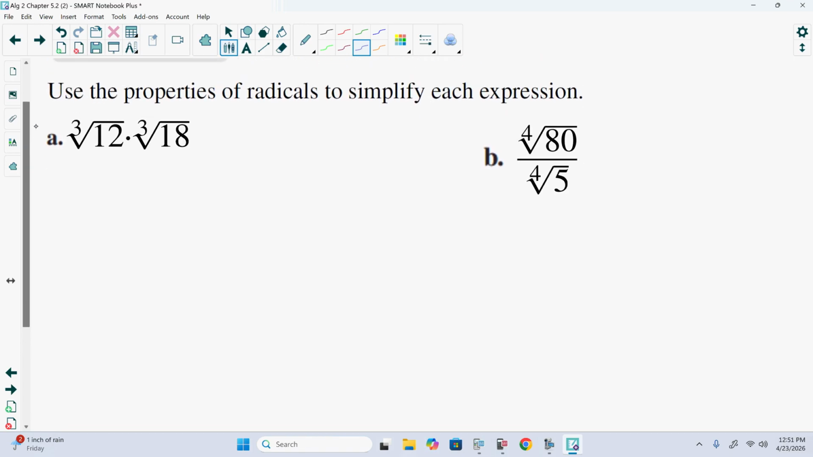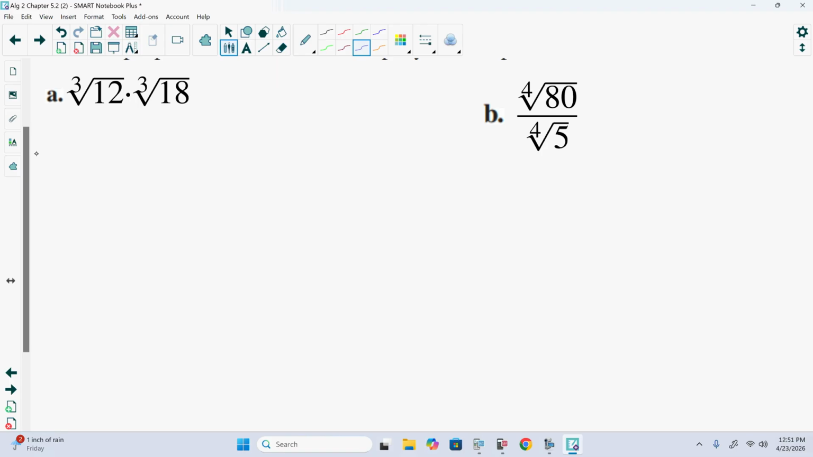So we want to use the properties of radicals to simplify each expression. Cubed root of 12 times cubed root of 18. We want to simplify this as far as possible. Now, one of the first things I would want to do is factor 12 and 18 as far as possible. So we're going to do some factor trees to simplify this here.